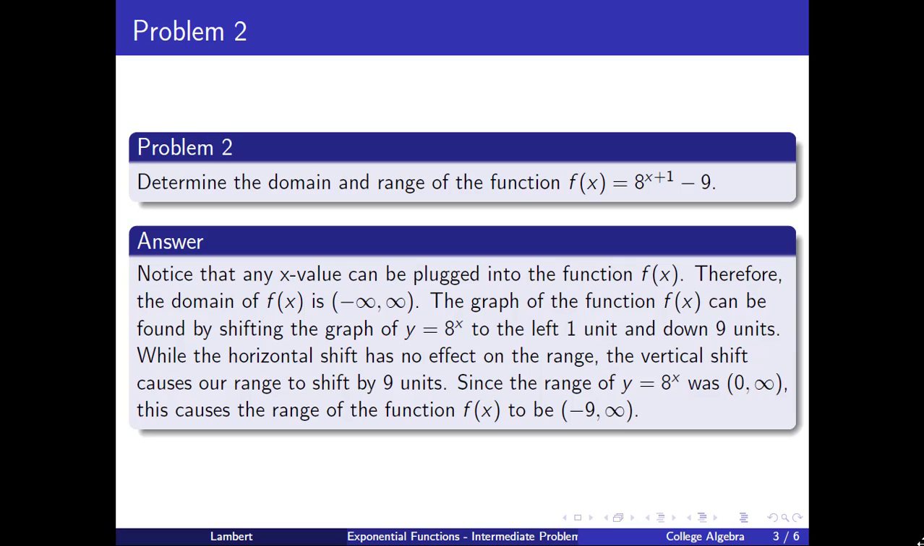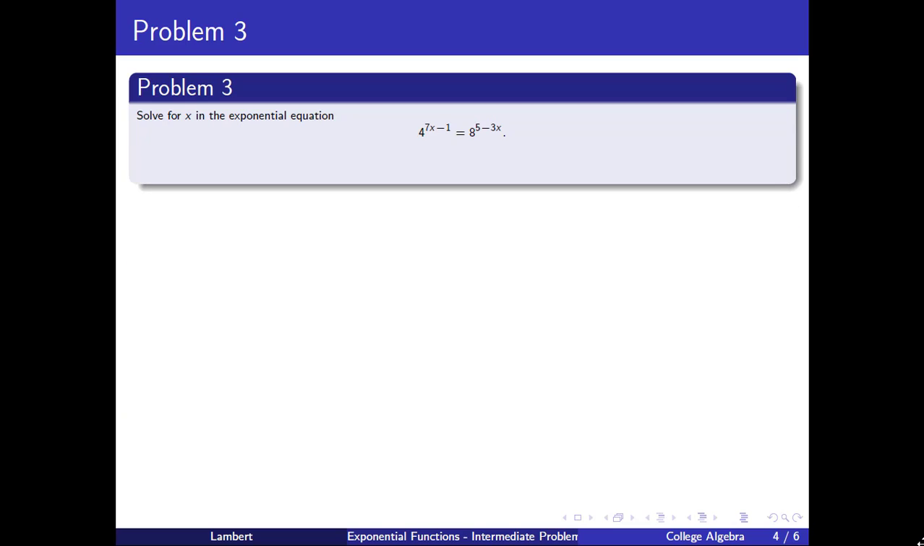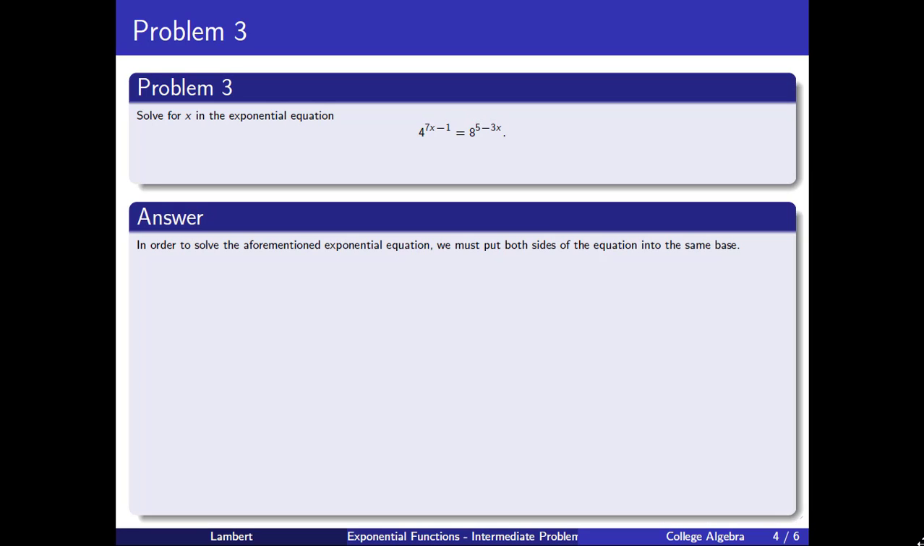Okay, moving on to our next problem. Solve for x in the exponential equation 4 to the 7x minus 1 equals 8 to the 5 minus 3x. How do we go about doing this one? Well, the first thing that we need to do is get the same base. So what's the same base if possible here?